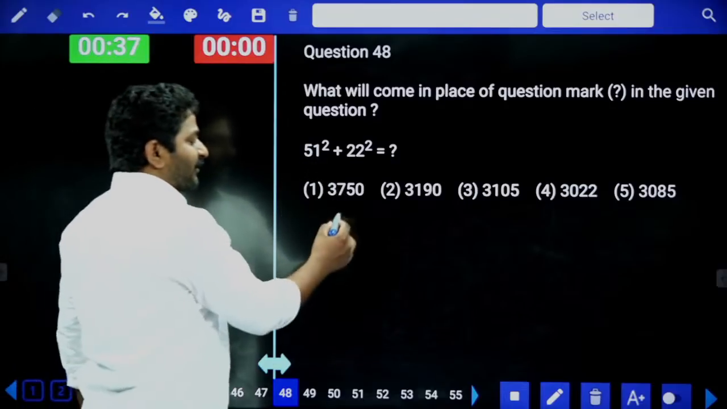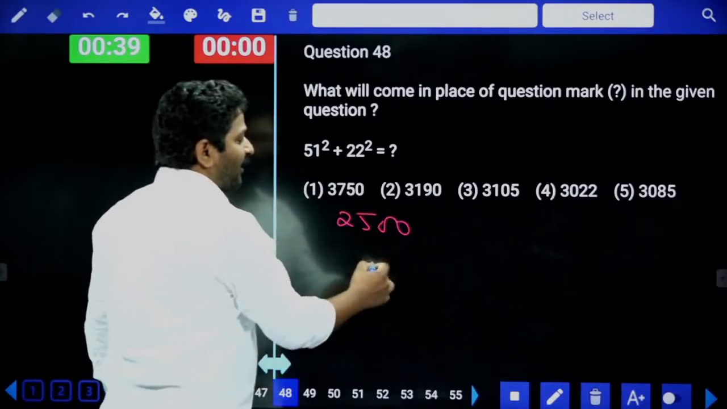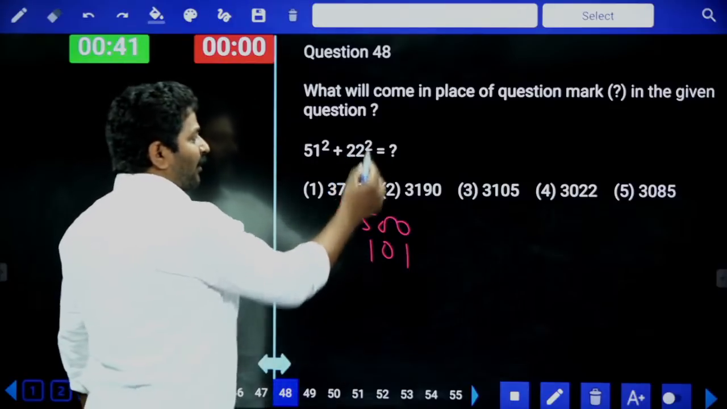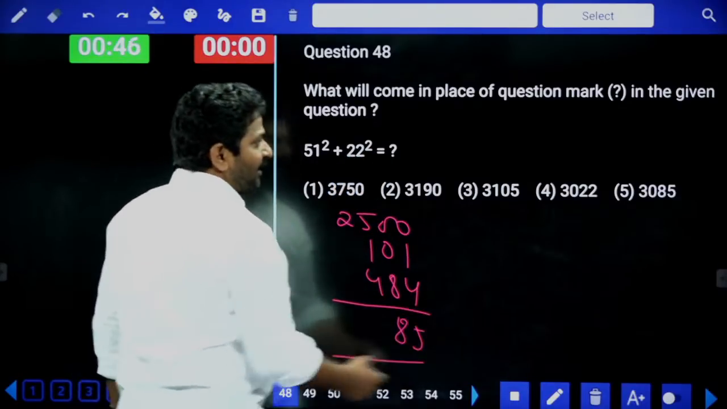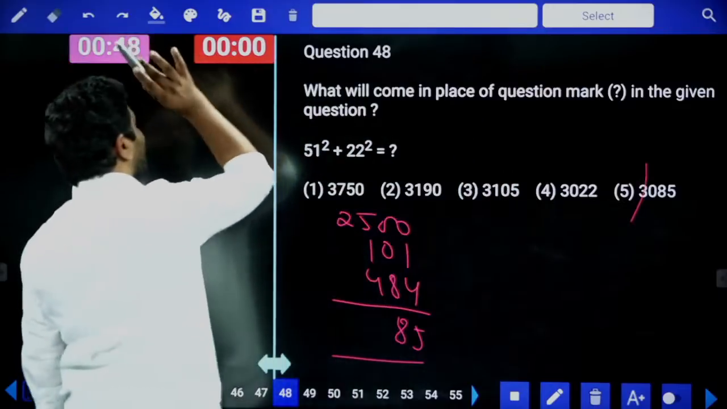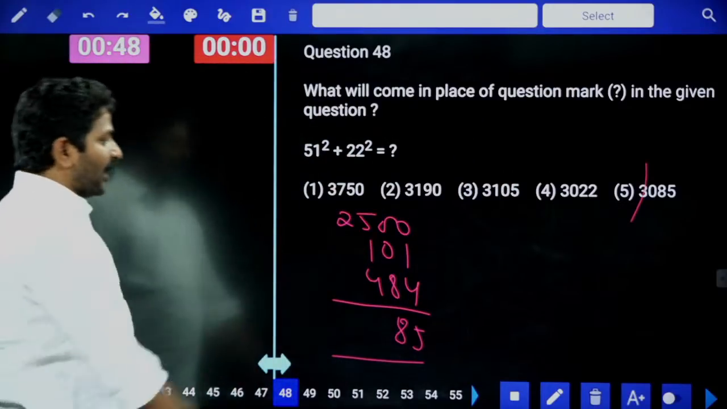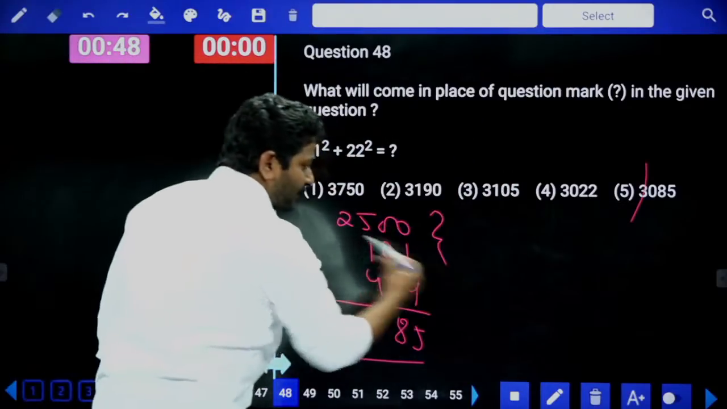Yes, 51 square. 50 square is 2500, and to that 50 and 51, 101. 22 square is equal to 484. Answer must end with 85. There is only one option. Fifth option, final answer. Do remember, I'll tell you this simplification.